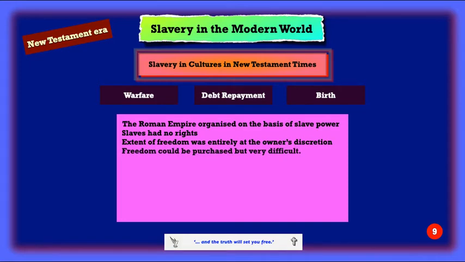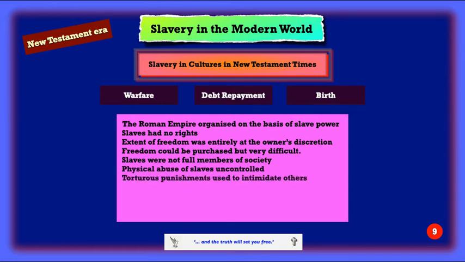Now, you could purchase your freedom, but how could you raise the money? Almost impossible. And you didn't have any rights as full members of society. It was very definitely an underclass. There was no control over the physical abuse, and sometimes one slave would be tortured in front of the others simply to intimidate them to total obedience. You could mutilate slaves if you wished. You could do what you like.